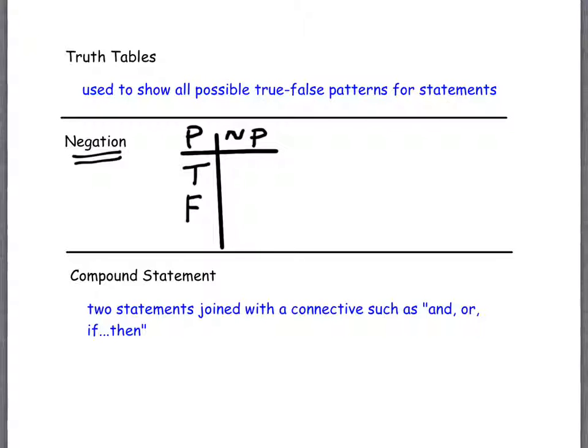Okay? Now tilde P is actually saying I want the opposite of, the negation of. In other words, if the original statement was true and you had the negation, it would be false. And likewise, if the original statement was false, the negation would be true. So negation truth tables are very straightforward. Whatever it was before, you switch it.